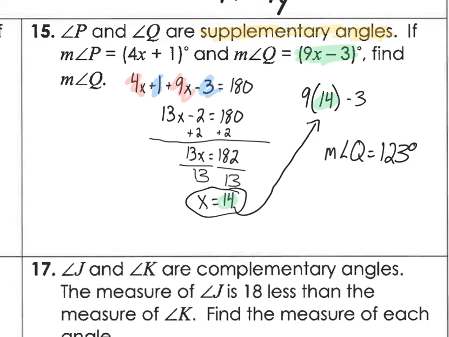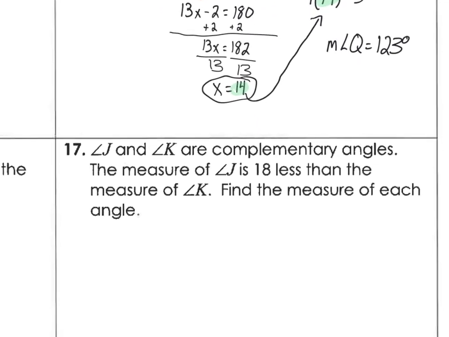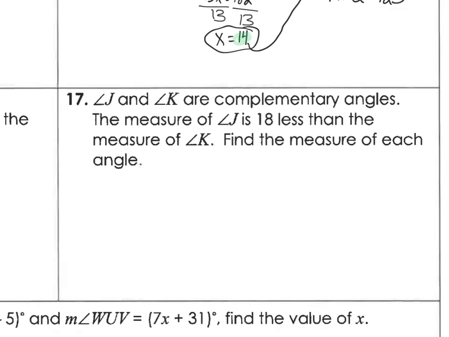Those of you at home, I would like you to try 17. You guys that are in class, we'll do a different one. But those of you at home, I want you to try 17, and looking at 17, they're complementary. So they're complementary, which means they're going to equal 90. And your equations, J and K.